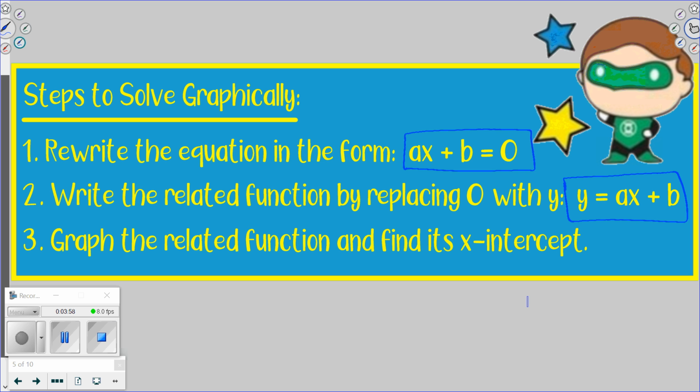In other words, in your head, I don't care if you remember ax plus b and all those fancy letters. All I care is that you know to move everything to one side and then write y equals in front of it. And then you'll graph the related function to find its x-intercept. Wherever it crosses the x-axis is the answer.